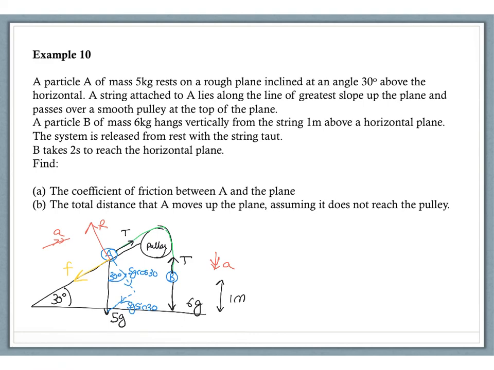So we're going to look at forces on A. We're then going to look at forces on B, and we're going to use some Suvat equations and calculate the answers to part A and part B. So we need to find the coefficient of friction between A and the plane, so find mu, and the total distance that A moves up the plane. So A will accelerate for a certain distance, B will then reach the plane, the string will become slack, and A will continue to move.